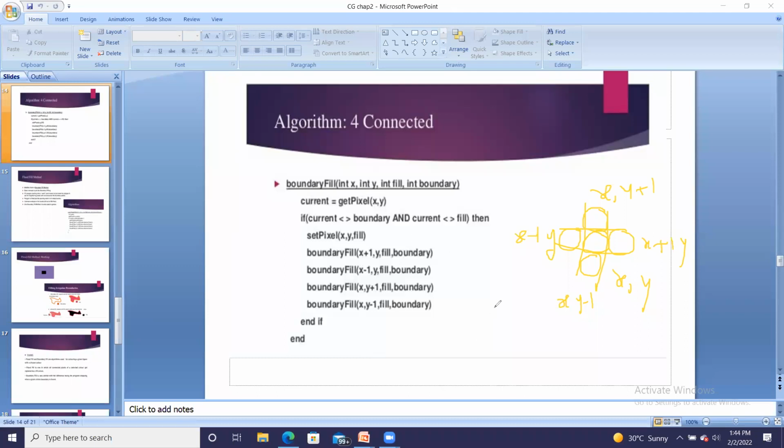All of you are getting it? Yes. Yes, students, getting this method of boundary fill.